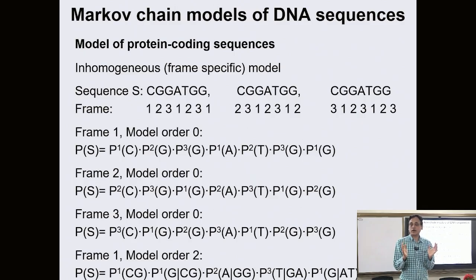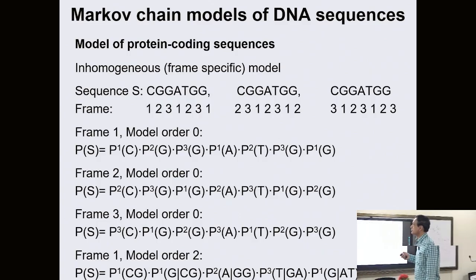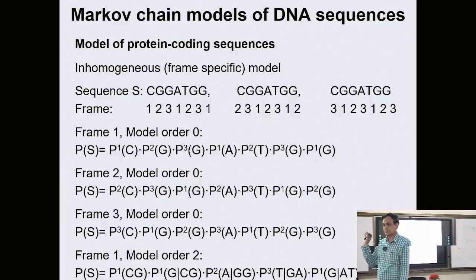And that model framework is an inhomogeneous Markov chain model. Inhomogeneous means a codon position specific or frame specific Markov chain model. So let's consider protein coding sequence modeling using an inhomogeneous Markov chain model. Again, the sequence is the same, CGG, ATGG. What you don't know is whether C is situated in codon position 1 or 2 or 3. So you would want to consider all possibilities.